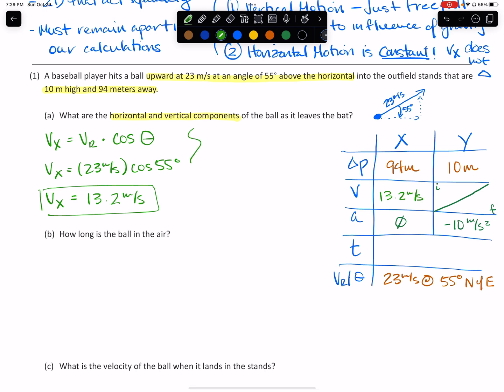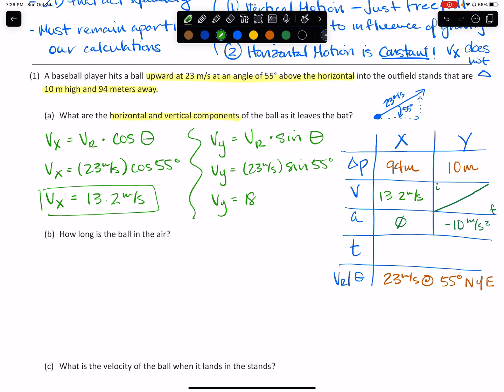Now we're going to repeat, but we're going to be looking at vertical motion. So again, it's the resultant, but this time times the sine of our angle. So our 23 meters per second times the sine of 55 degrees, and we find that our vertical component is 18.8 meters per second. Now this is the initial, so I'm going to put it up in this upper box, 18.8 meters per second. So we've got our components.